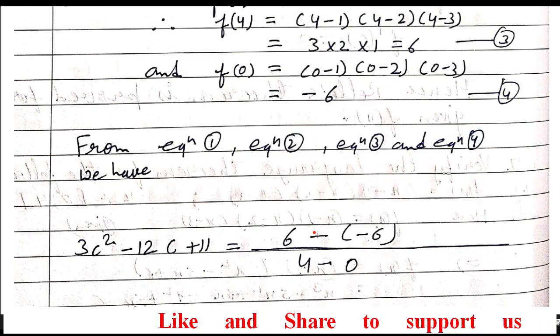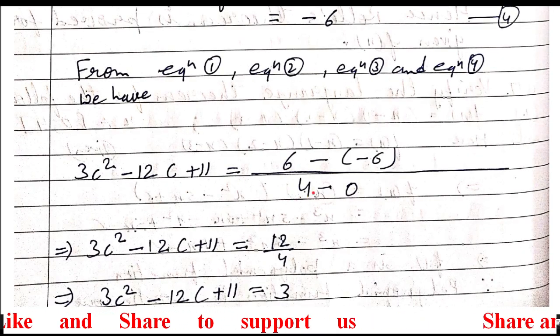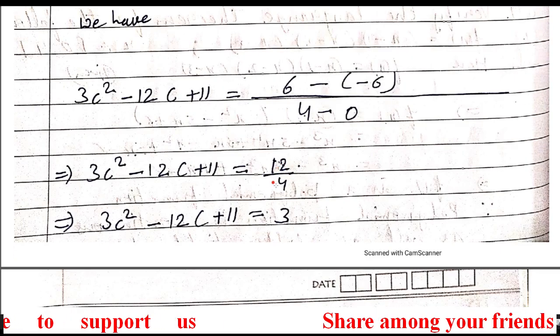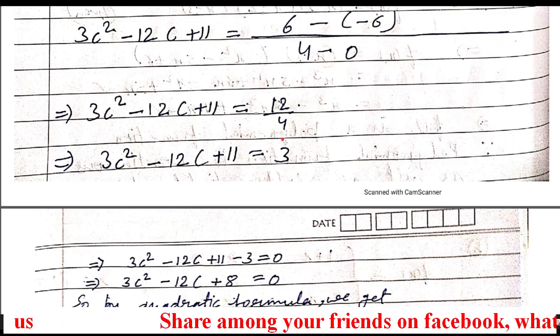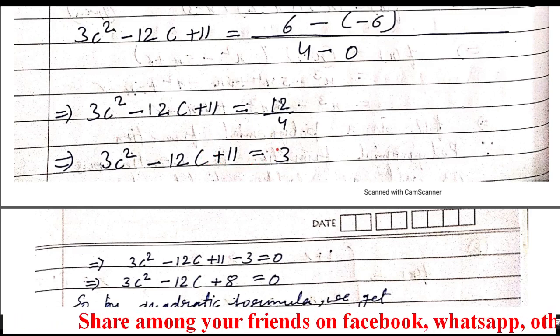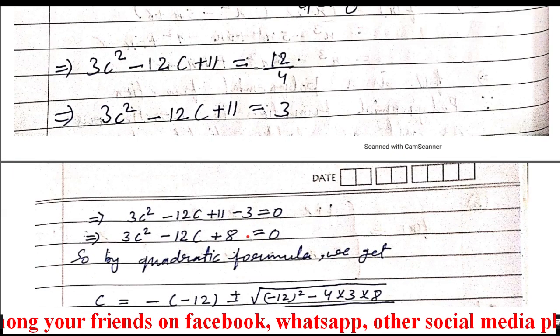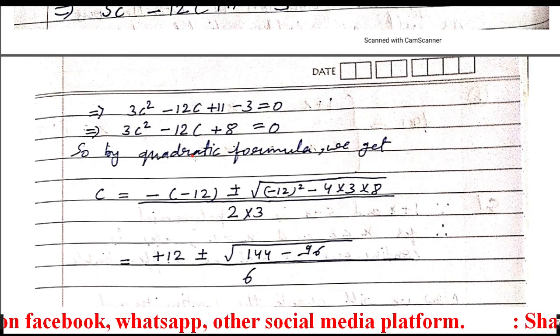So I replaced all the values in equation 1. After replacing, I obtained this. Here I simplified, I did the plus minus, and I divided 12 by 4, so I obtained 3. This 3 I shifted to the left hand side. That gave me a quadratic equation, and since factorization is not possible, I took the help of the quadratic formula.